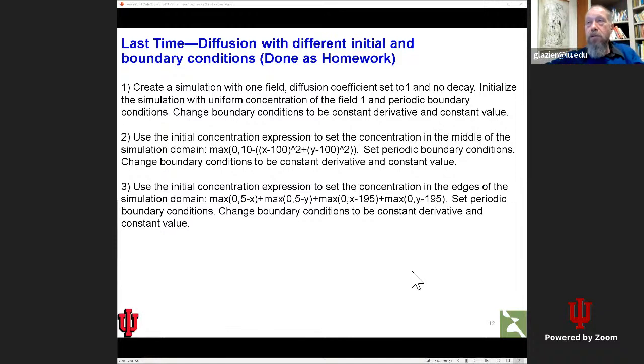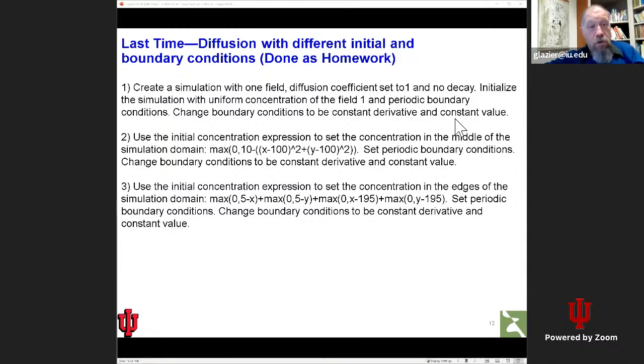Okay, so what I'd like you to do is start out by creating a simulation with one field, diffusion coefficient set to 1, no decay, uniform initial concentration, periodic boundary conditions, and see what happens. And we already know from Josh's, the answer is that nothing will happen, but let's make sure nothing happens. And let's all get to that together. And then once we've got that together, we can go forward and play.